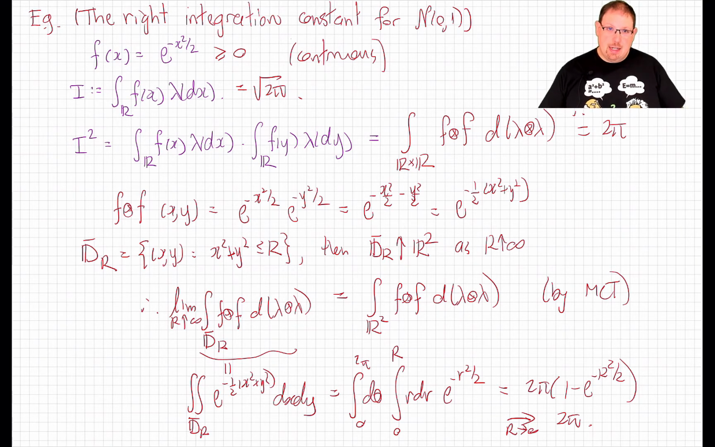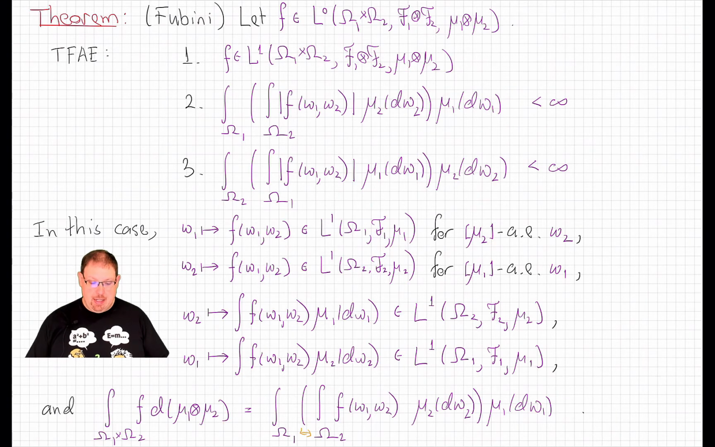That being said, in many of those cases, Tonelli's theorem doesn't apply because the functions one is hoping to integrate are not non-negative. In general, we're going to need to be able to integrate non-negative functions against product measures and still do it in an effective way. And that's where Fubini comes in.